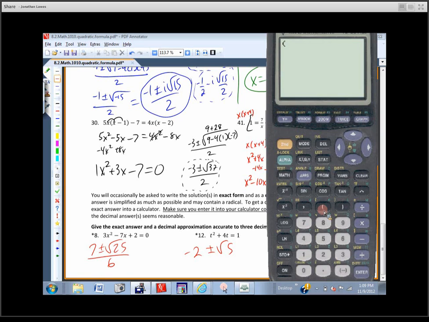And you can do this on those TI calculators as well. So I'm going to do 7 plus, and then I'm going to do a square root, 25, close the parentheses, close them again, and then divide by 6. Now I can only do one at a time. I'm going to do the plus one first. There's my answer of 2.